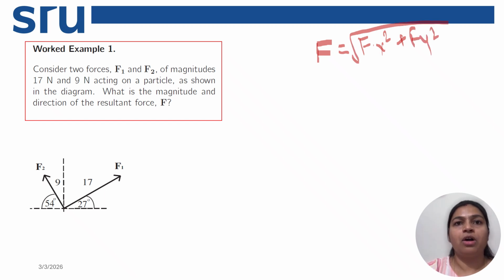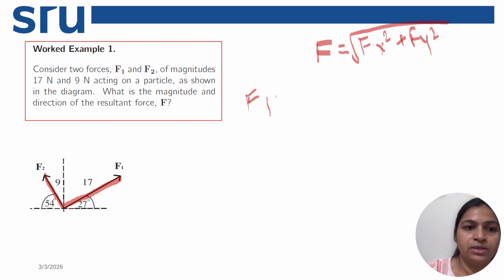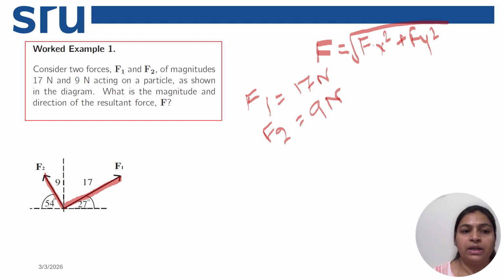Now let us solve one problem. Let's consider two forces, F1 and F2, with magnitudes F1 equal to 17 Newton and F2 equal to 9 Newton, acting on a particle as shown in this diagram. What is the magnitude and the direction of the resultant force F?